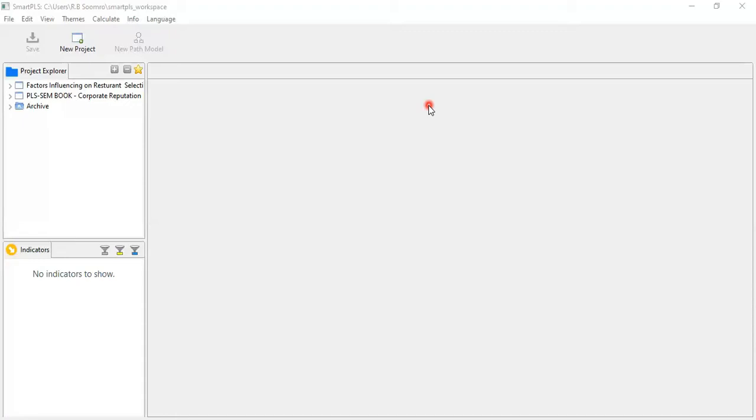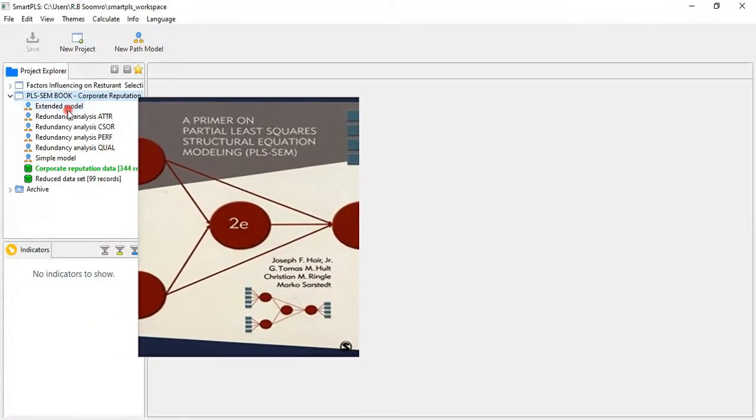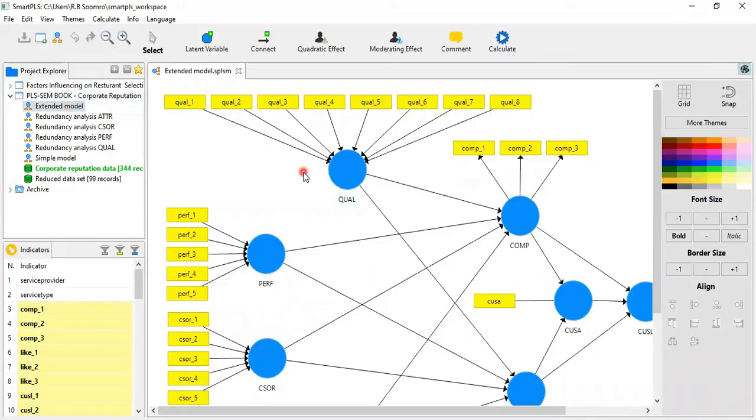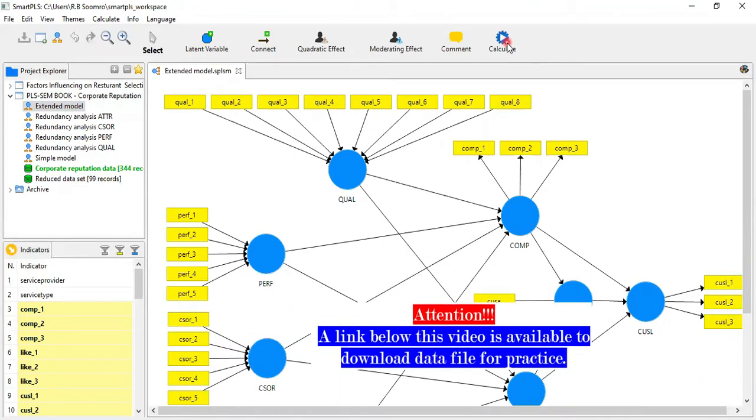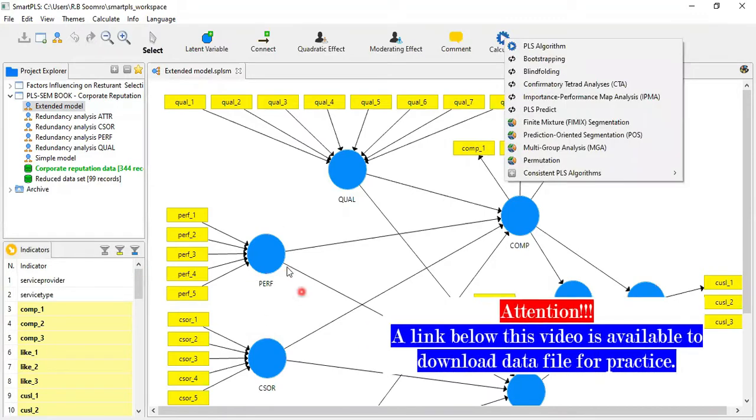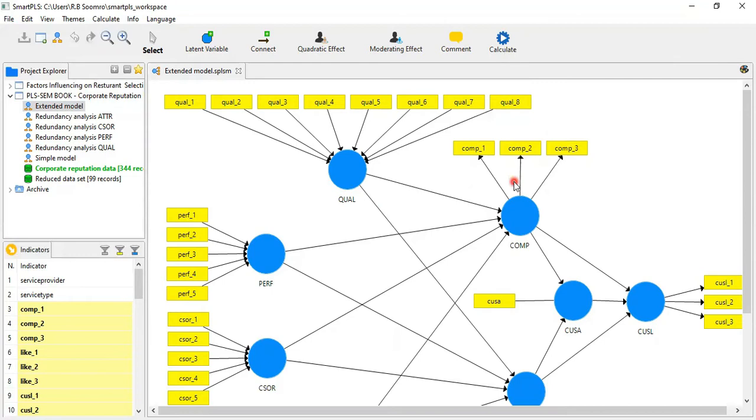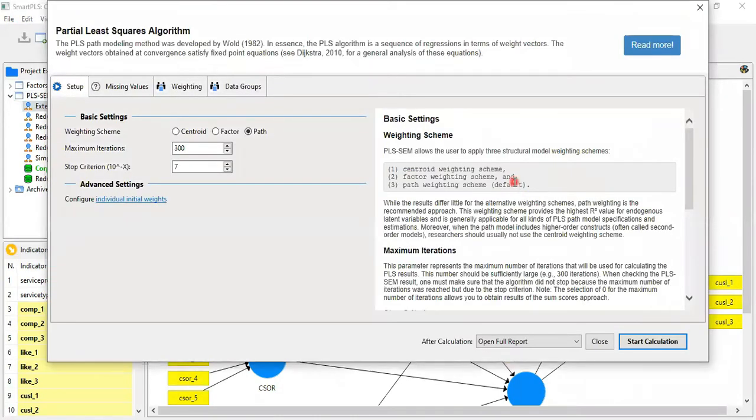Now how do we check the collinearity problem? That's very easy. I'm going to open a very famous example from the book, the image which you're looking at here, the extinction model. Double click it. Okay, now the model has emerged on our interface. So now just quickly we are going to calculate. As all our latent variables are reflective, we prefer to choose the PLS algorithm instead of the consistent PLS algorithm.